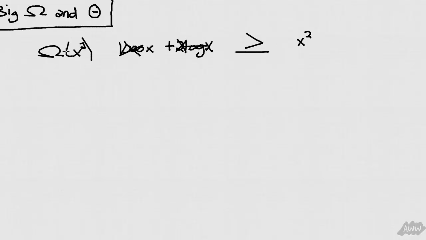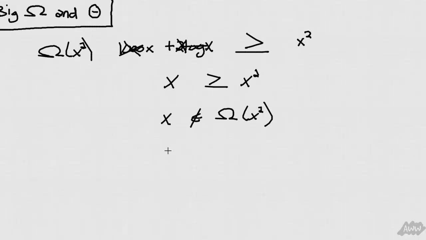And essentially this just means if this is in Big Omega of x squared, then this should be lower bounded by x squared instead of upper bounded. So as we can see, x is not greater than or equal to x squared, so x is not in the set Big Omega of x squared.